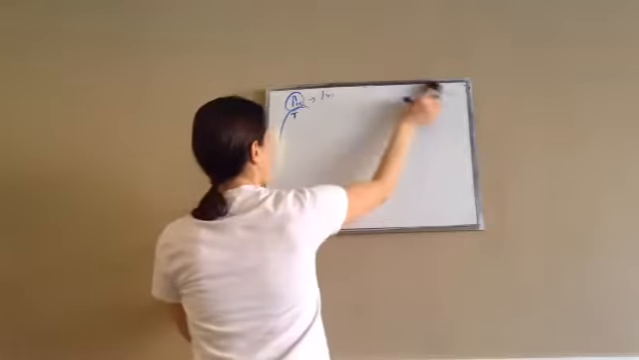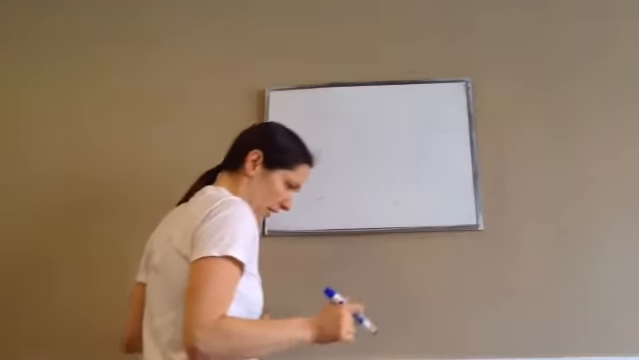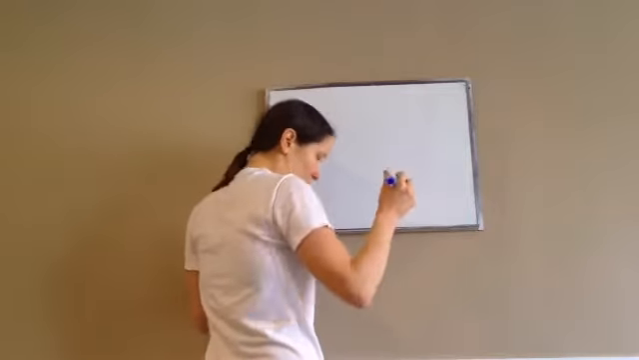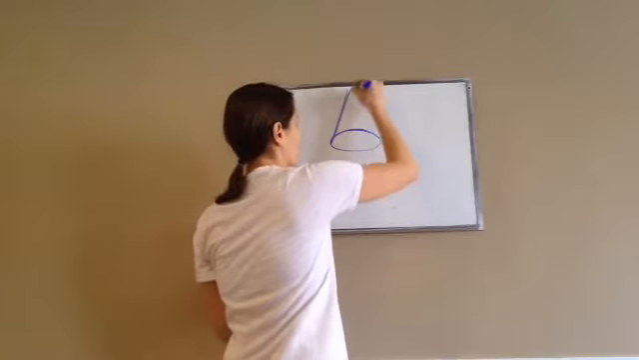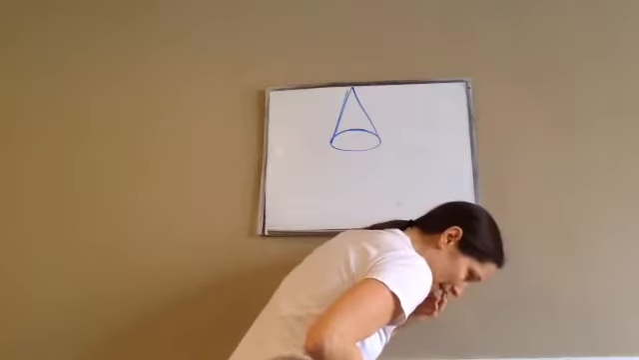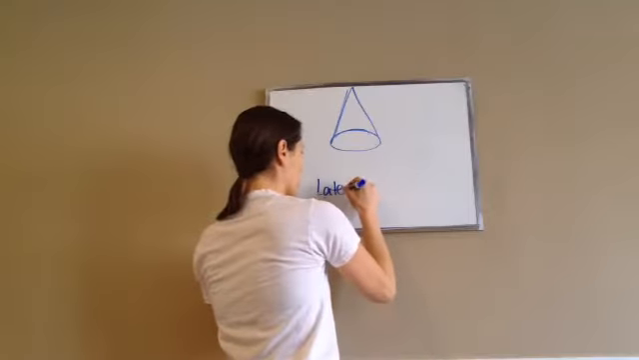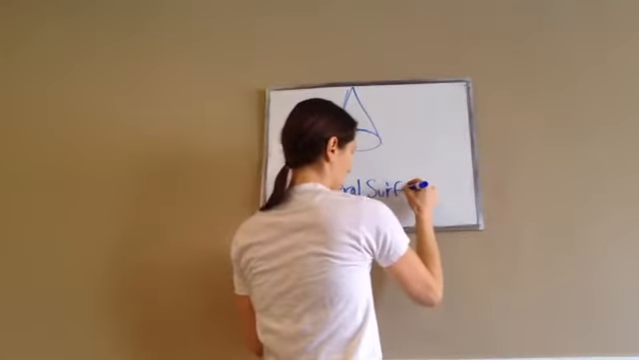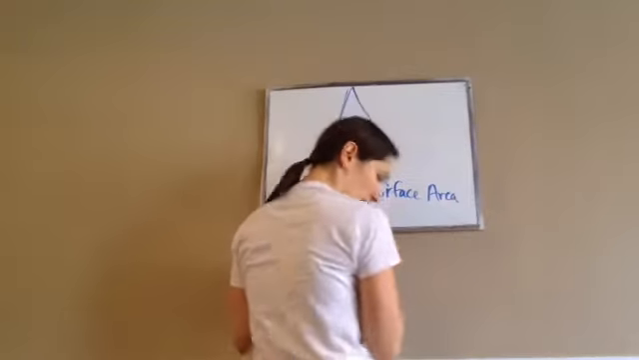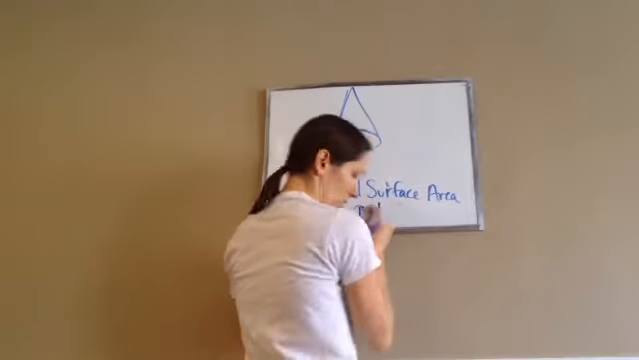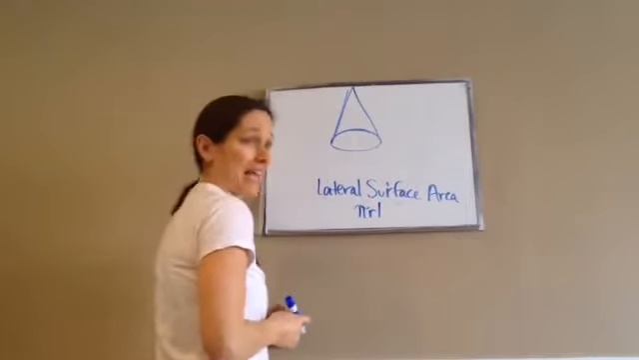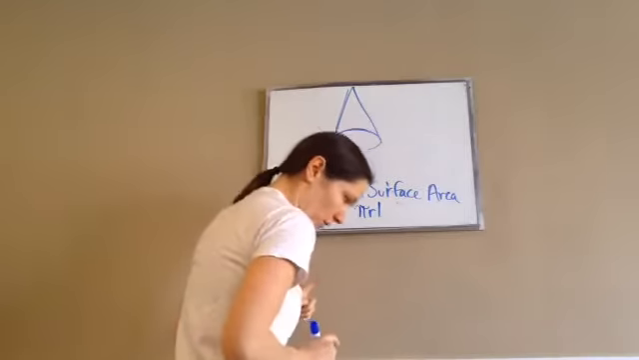Now let's do surface area of a cone. And this one, you're going to have to write down. To find the surface area of a cone, there's our cone, you have to take a slant height. So basically, you want to write this down. To find the lateral surface area of a cone, or any lateral surface area, you're going to do pi r l. And that l is the slant.